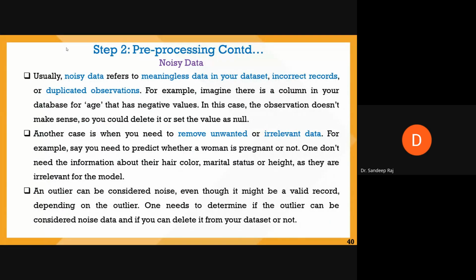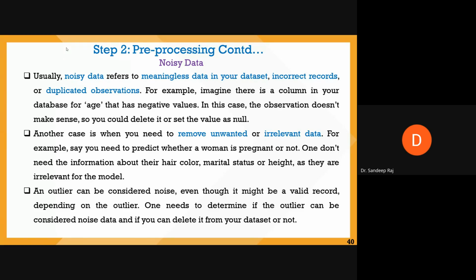Talking about noisy data, it refers to the meaningless data in the data set. Noise, as we all know, is defined as unwanted information in the data, such as incorrect records or duplicated observations. For example, if we imagine there is a column in the database for age that has negative values. In this case, the observation doesn't make sense. So one can delete them, remove the negation sign, or set the value as null.